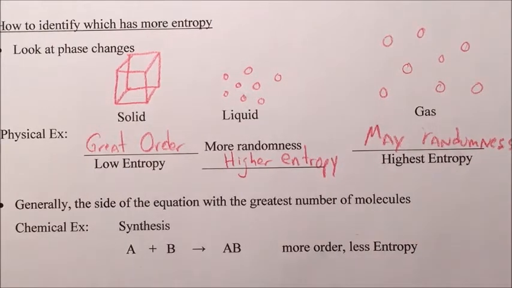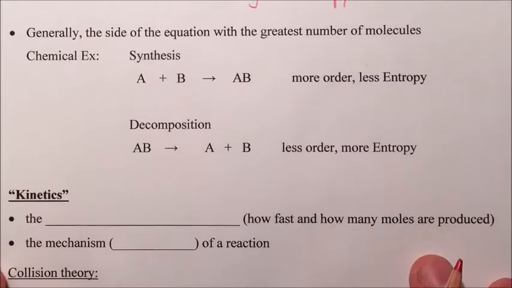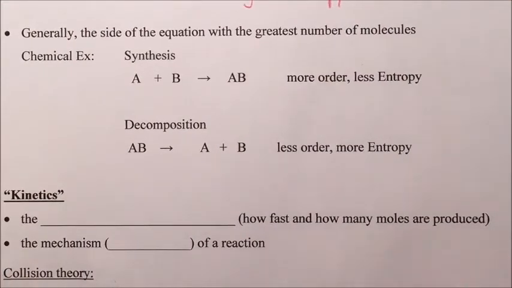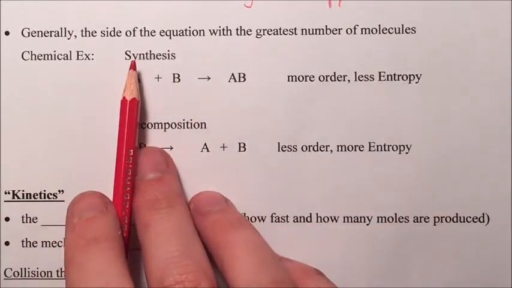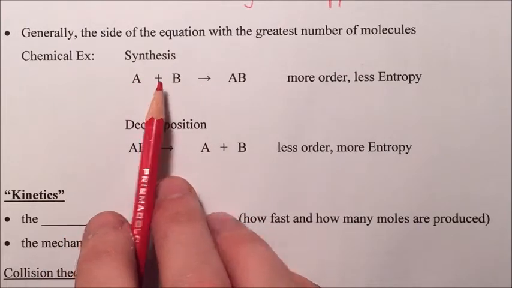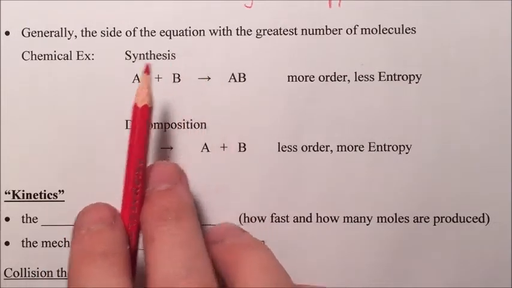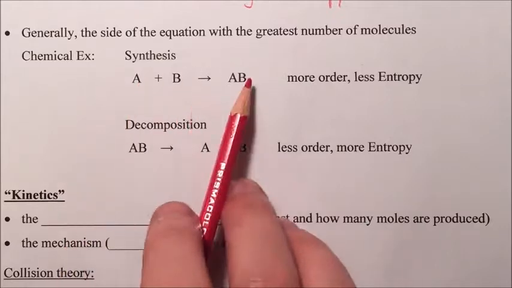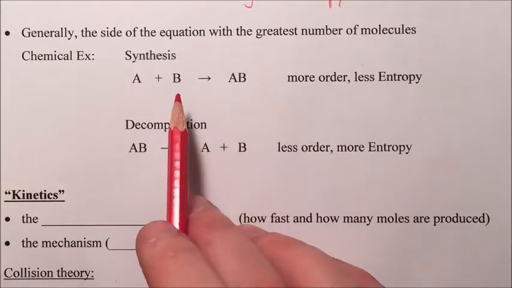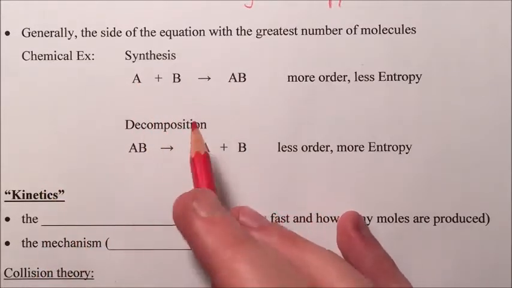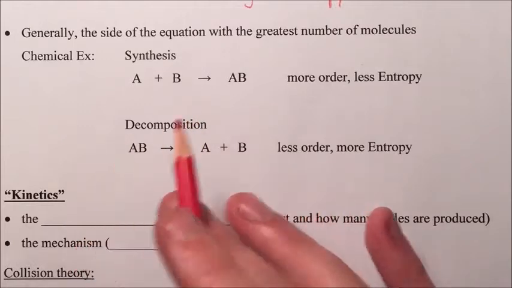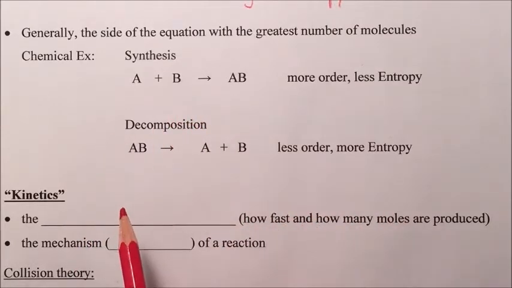Now we'll go to our chemical example. Generally, if we're talking about chemical equations, we have our reactants on one side and our products on the other. And in order to figure out which side will have more or less entropy, you want to look at the one that has the greatest number of molecules as being the side with the more entropy.